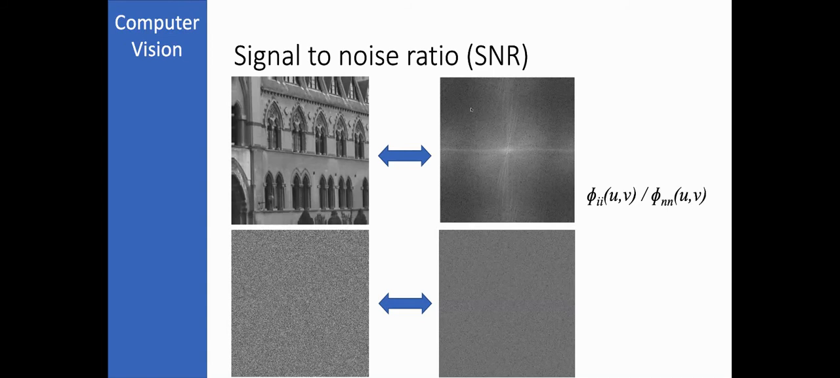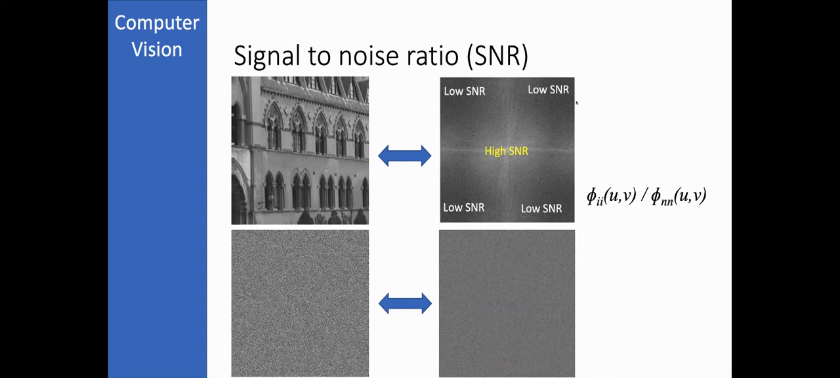So if I basically look at something interesting, let's look at the ratio of the power spectrum of the image versus noise. And the power spectra, basically the square of the magnitude of the Fourier transform, is defined for every frequency pair U and V. So in this image, I have high signal-to-noise ratio at the center because the power spectra of the image is much higher than the power spectra of the noise.